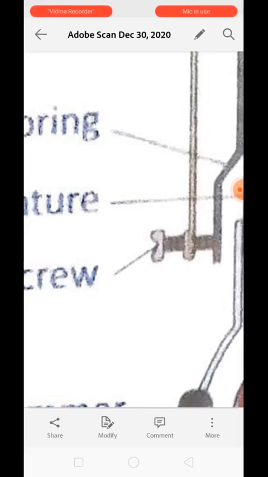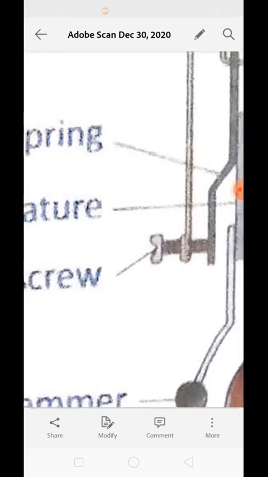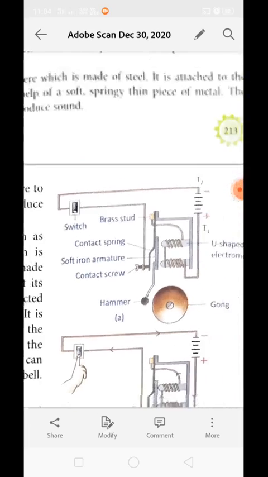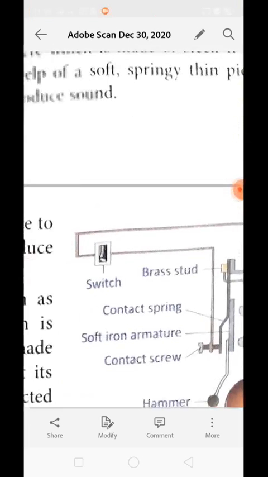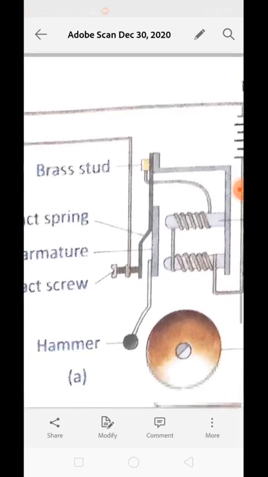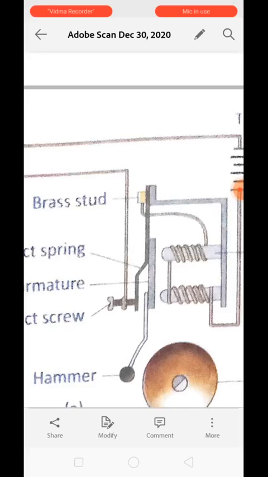Okay, it is connected to the terminal T2. Just see over here, it is connected with the terminal T2. The wire is running through this one over here, and just see the T2 terminal is connected with the contact screw.